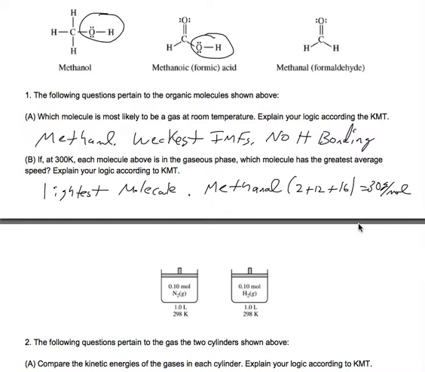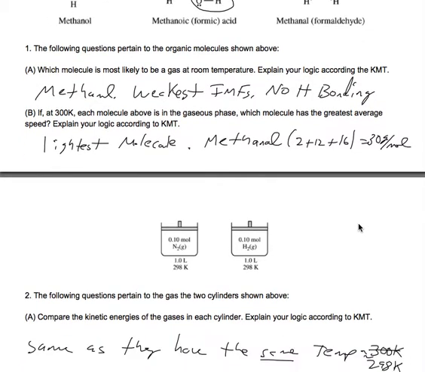This next problem says, if at 300 K each molecule above is in the gaseous phase, which molecule has the greatest speed? Well, according to KMT, they all have the same kinetic energy, but lighter particles have to be moving at a greater speed to have that kinetic energy. Methanol is the lightest with a molar mass of 30 grams per mole.